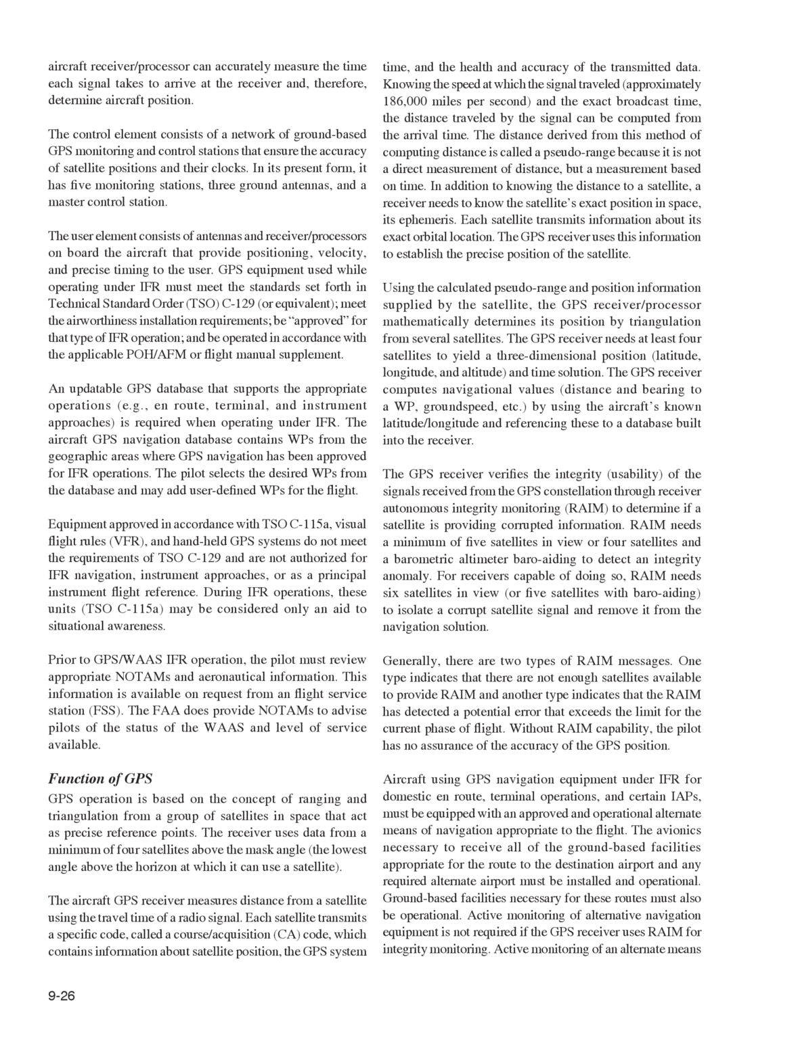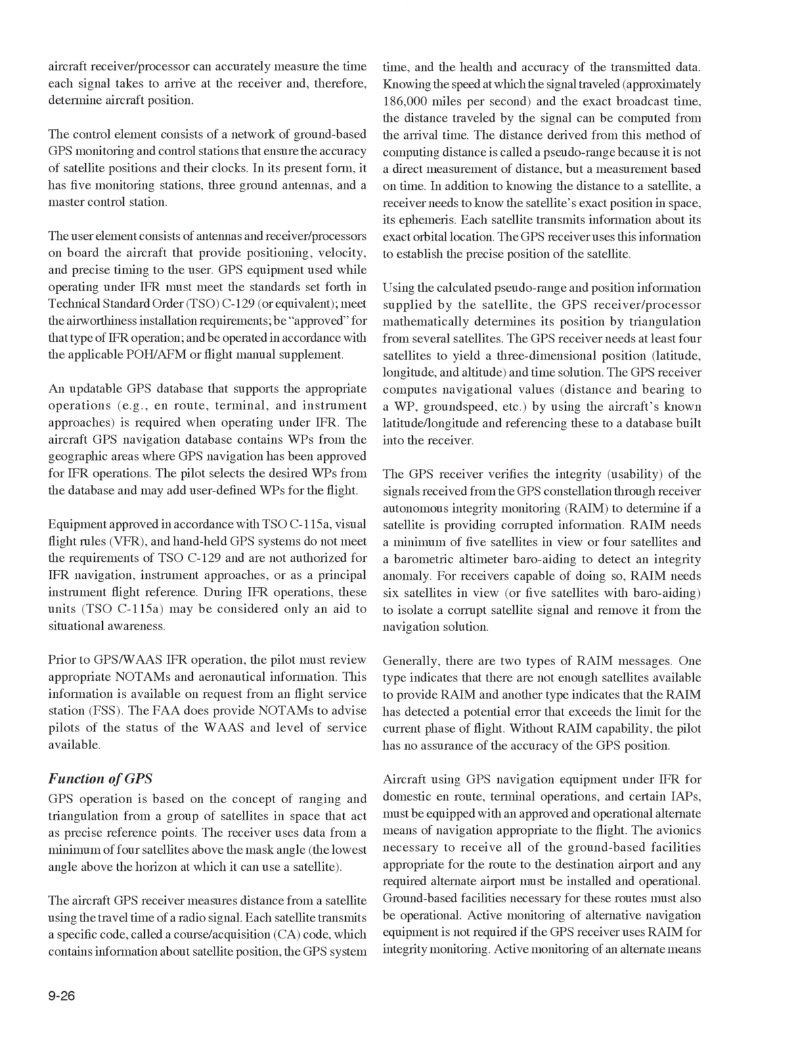Function of GPS operation is based on the concept of ranging and triangulation from a group of satellites in space that act as precise reference points. The receiver uses data from a minimum of 4 satellites above the mask angle, the lowest angle above the horizon at which it can use a satellite.